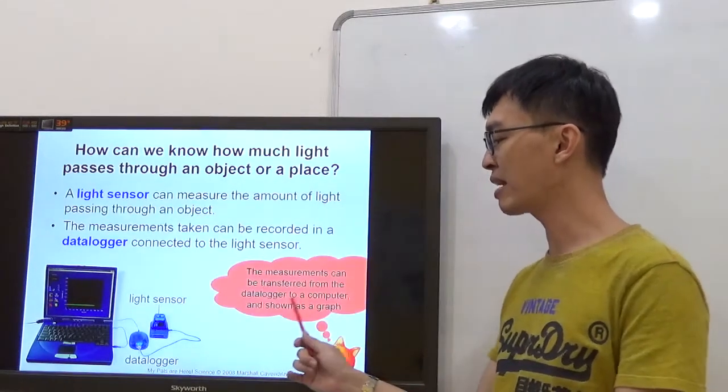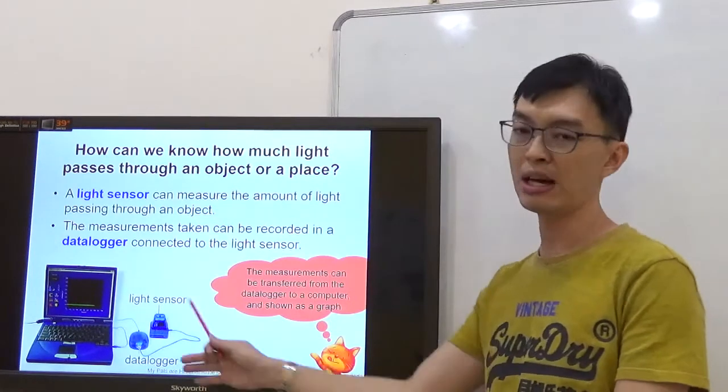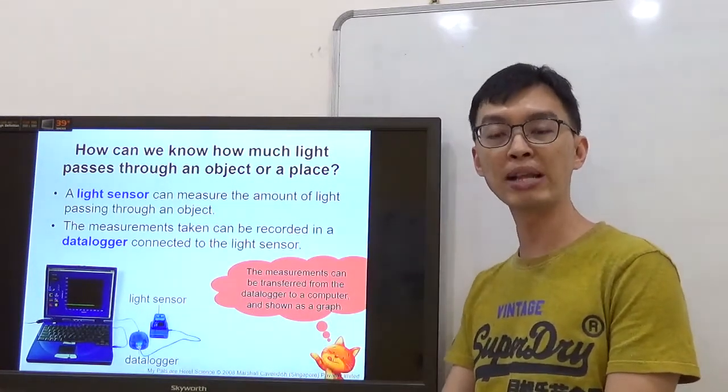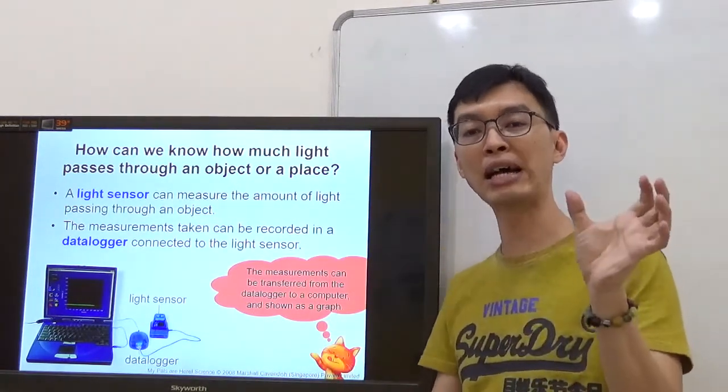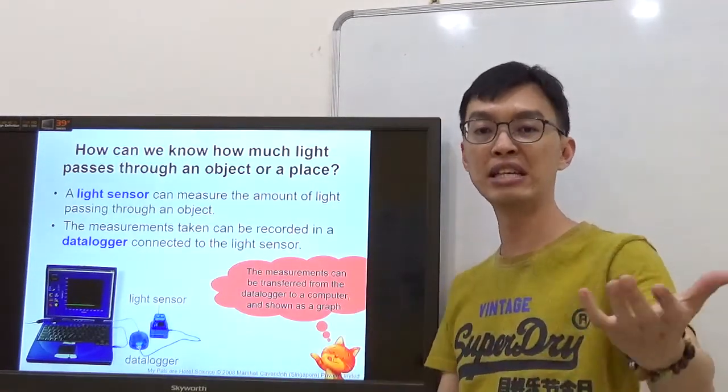So the measurements can be transferred from the data logger to the computer as shown on the graph. Now, nowadays the equipment has gotten better. It's now just a handheld equipment. You could even see this on the LED screen, okay?